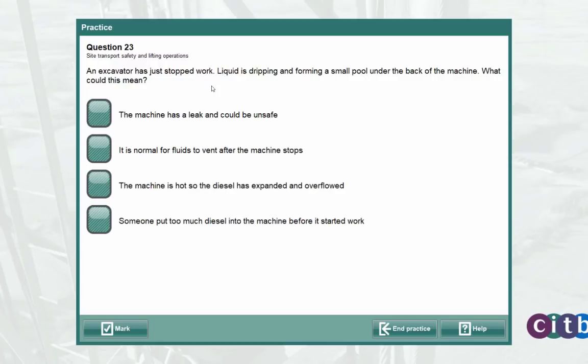An excavator has just stopped work. Liquid is dripping and forming a small pool under the back of the machine. What could this mean? The machine has a leak and could be unsafe. It is normal for fluids to vent after the machine stops. The machine is hot, so the diesel has expanded and overflowed. Someone put too much diesel into the machine before it started work.